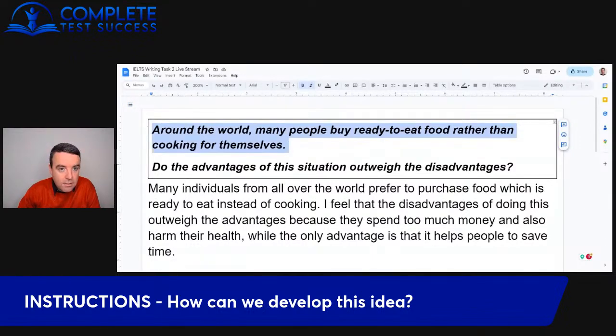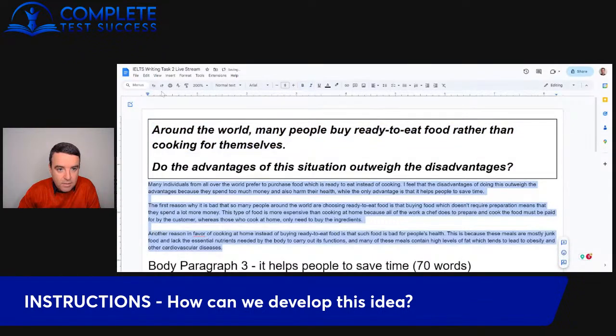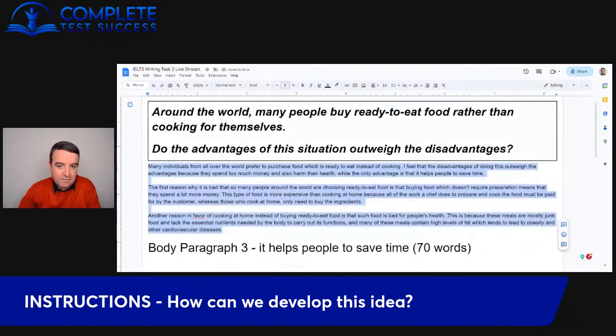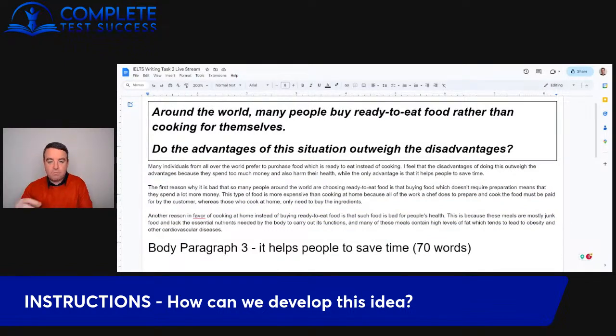So, the response is quite obvious. I don't think anybody in the world is going to be too surprised when we explain how or why it saves time. But regardless, that's the purpose of our paragraph, is to explain the connection between the topic of the question and the main idea that we have produced.